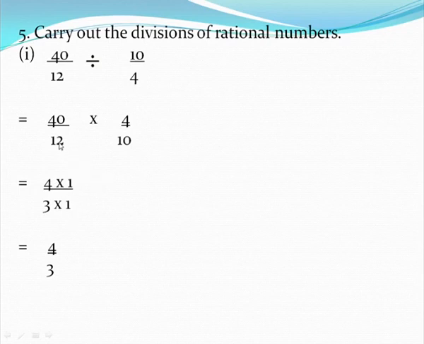Now again if you look at 12 and 4, here 4 ones are and 4 threes are. So we will write 1 in place of 4 and 3 in place of 12. Now multiply numerator with the numerator. 4 ones are 4 and 3 ones are 3. Hence the final answer is 4 upon 3.